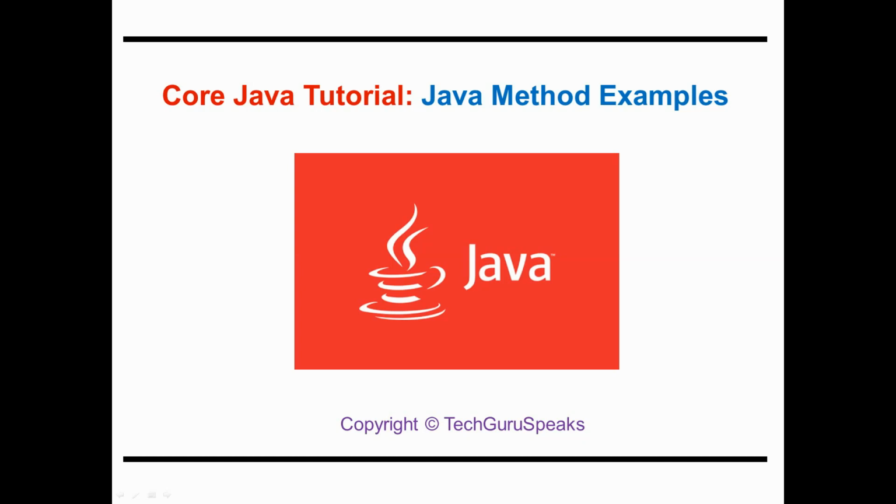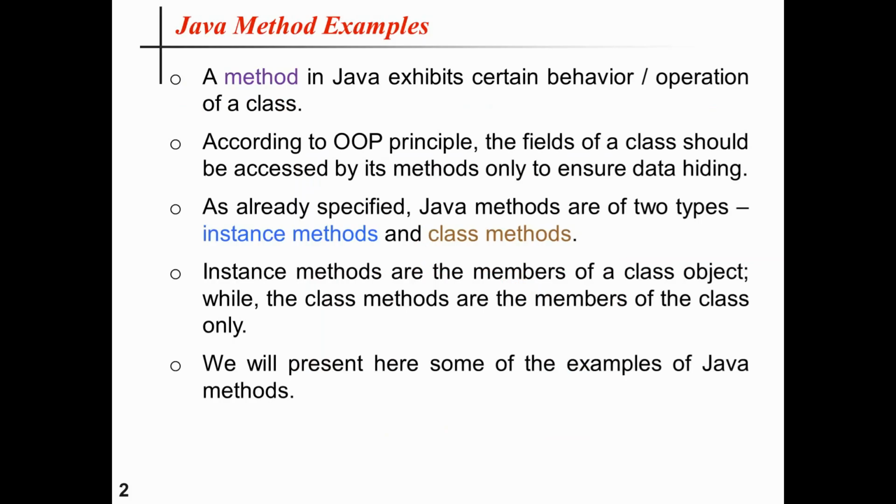Today I would like to describe some of the examples from Java methods. A method in Java shows certain behavior or operation of a class. As we already know, a class has fields that represent data and methods that represent the behavior or operation of a particular class. According to the object-oriented programming principle, the fields of a class should be accessed by its methods only to ensure data hiding.